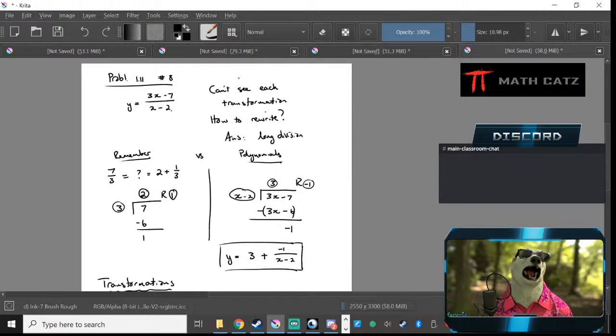So in order to see the transformations, if there are x's in the numerator, I have to do long division. If there's only a number in the numerator, well then no problem. The transformations are easier to see. So there's a little bit more of a variety in these. It's a different kind of function. I might have to handle it differently. But the key transformations are still there. It's just a matter of seeing them.